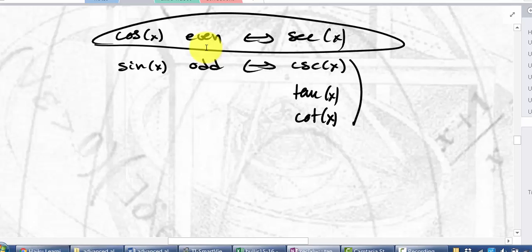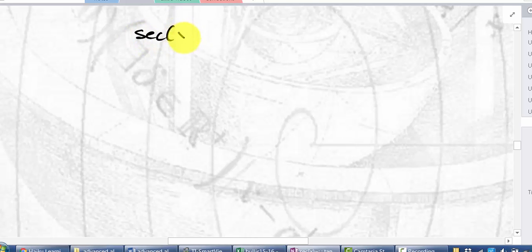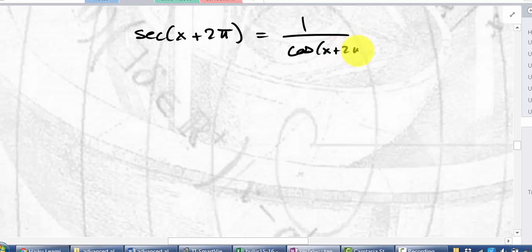Let's talk about the periodicity now. So the periodicity of cosine and sine is 2 pi. Therefore, the periodicity of secant is also going to be 2 pi, right? Check it out. What is secant of x plus 2 pi? It is 1 over the cosine of x plus 2 pi, but that's the same as 1 over cosine x, which is equal to secant x, right? So secant and cosecant have a period of 2 pi.